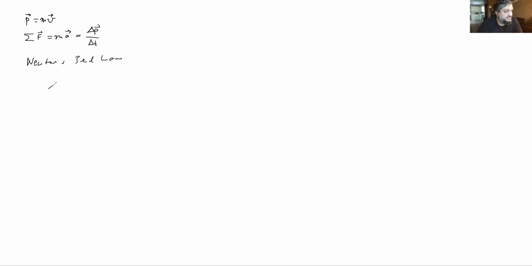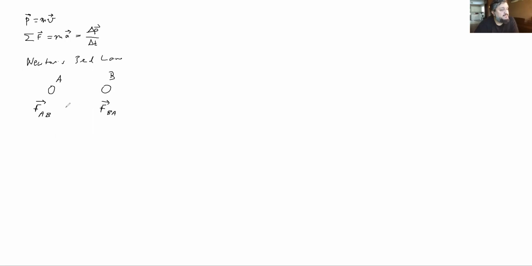Let's think about two objects, A and B, interacting somehow and exerting forces on each other. So let FAB be the force B exerts on A, and FBA is the force A exerts on B. Well, these could be two balls hitting each other, or they don't even have to touch each other. These could be two planets interacting gravitationally. Okay, it doesn't matter what form of interaction this is.